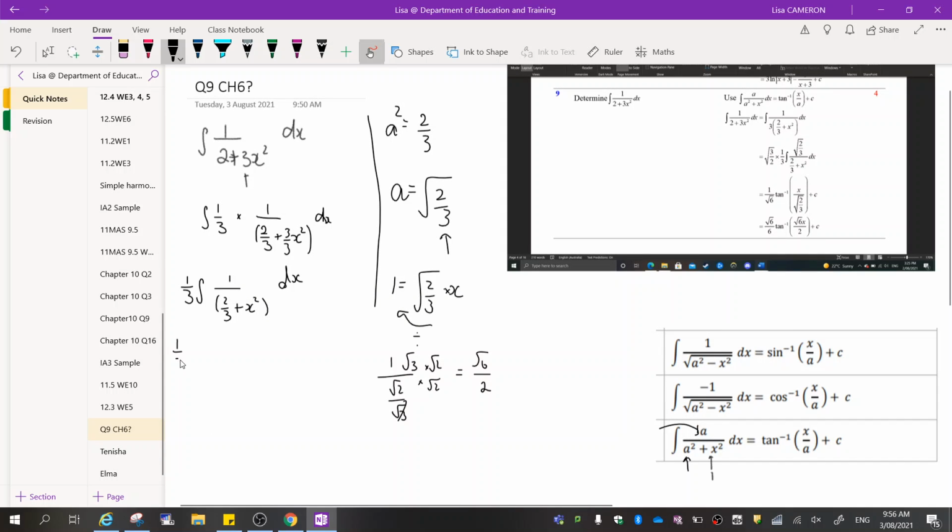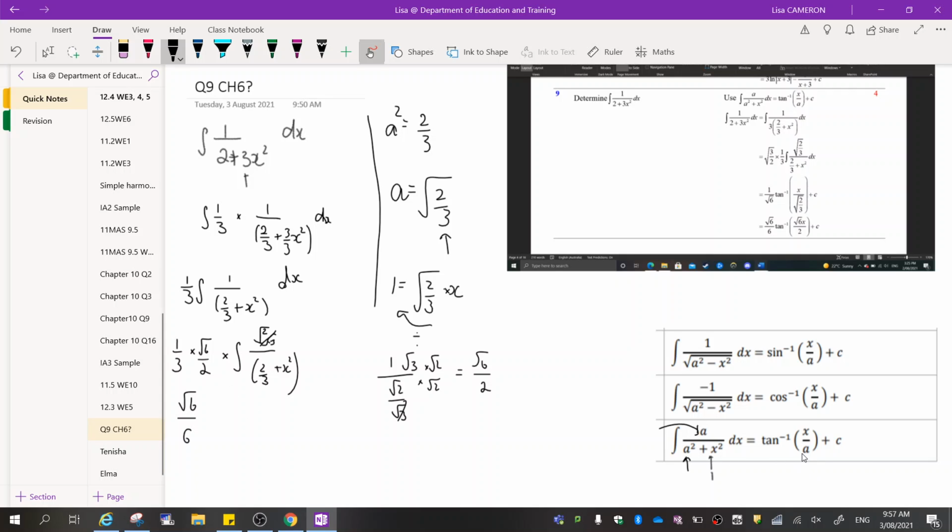So I really got 1 over 3 times root 6 over 2 times the integral of 1, or now I can put it back the way it was, root 2 over root 3, bracket 2 over 3 plus x squared, close bracket. Now I can simplify this front to give me root 6 over 6. Now that I've got this, I can follow my rule.